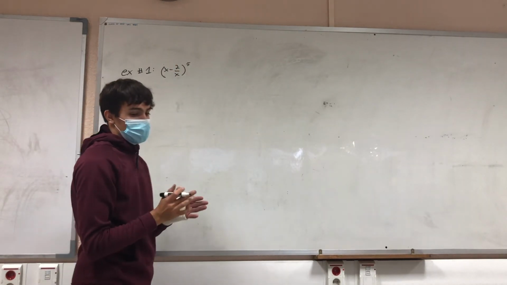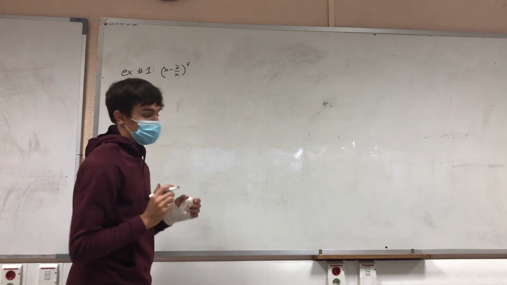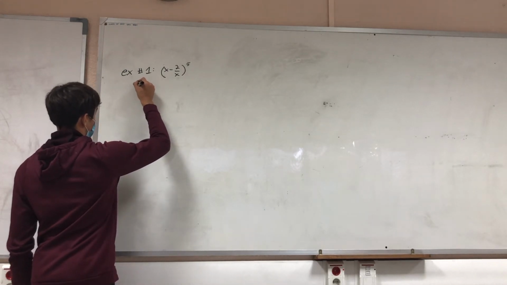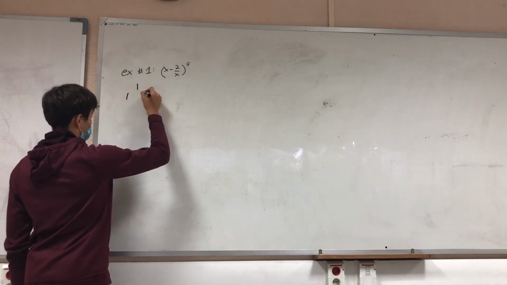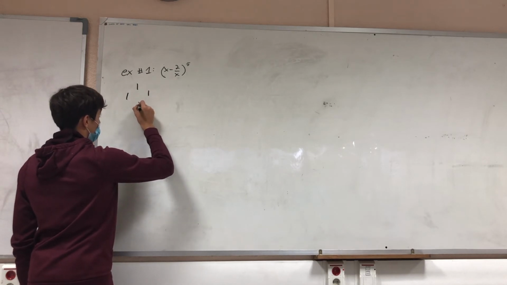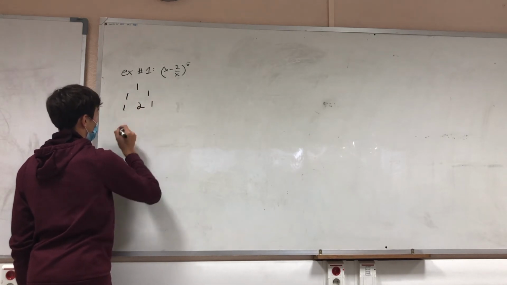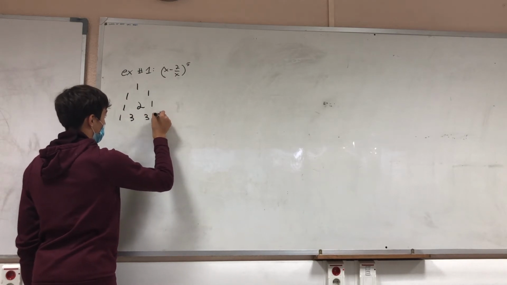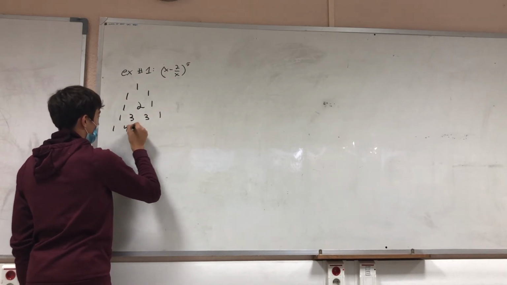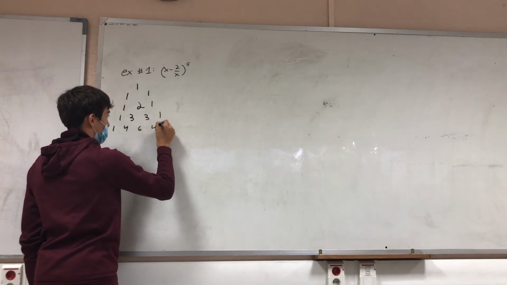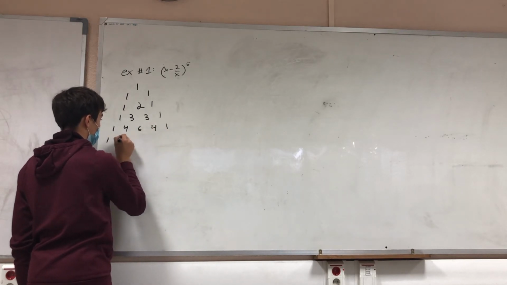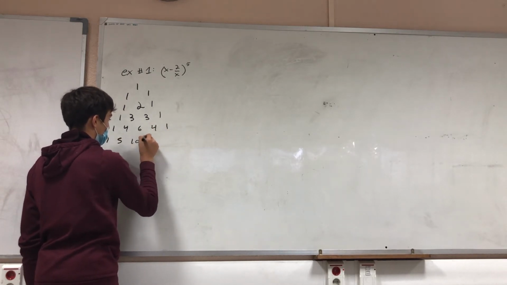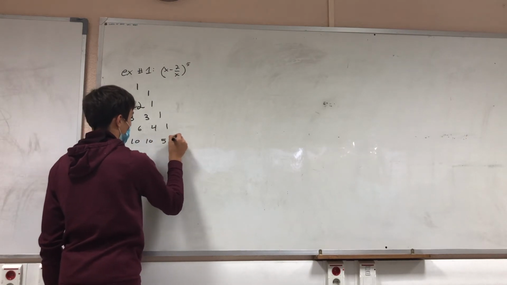Let's start with our method here. We need to write out Pascal's triangle. How do we do that? Start with a 1. Go into 2 ones. 1, 2, 1. 1, 3, 3, 1. 1, 4, 6, 4, 1. 1, 5, 10, 10, 5, 1.